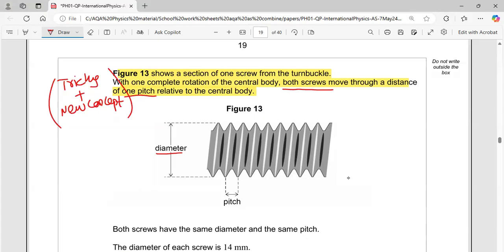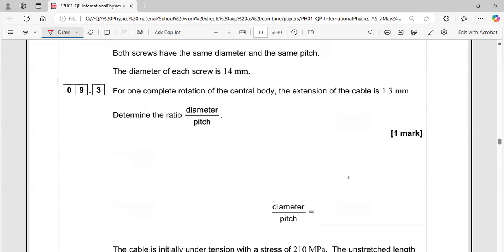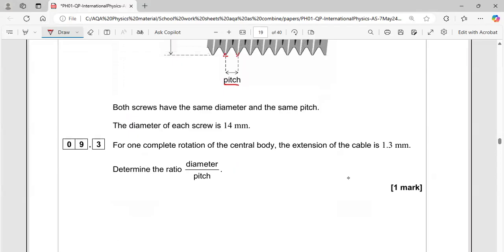So this is the diameter of that screw, and this is the pitch, which is actually the distance between these two slots. So what we can say is both screws have the same diameter and same pitch. The diameter of the screw is this. So this is 14 millimeter, or we can say 1.4 centimeter, whatever. For one complete rotation of the central body, the extension of the cable is 1.3. So when you rotate the central body for one complete rotation, the extension is this. This is the total extension. So what is the ratio of diameter to the pitch?